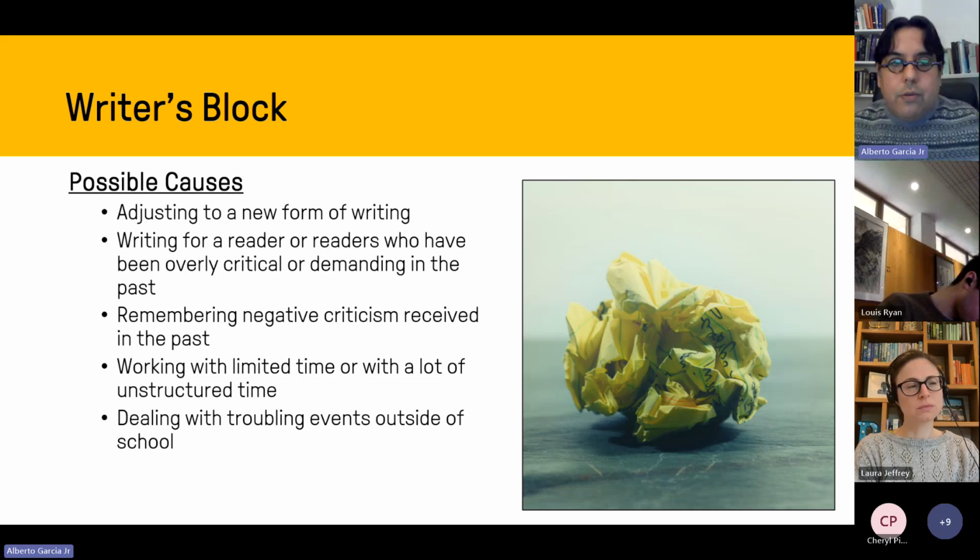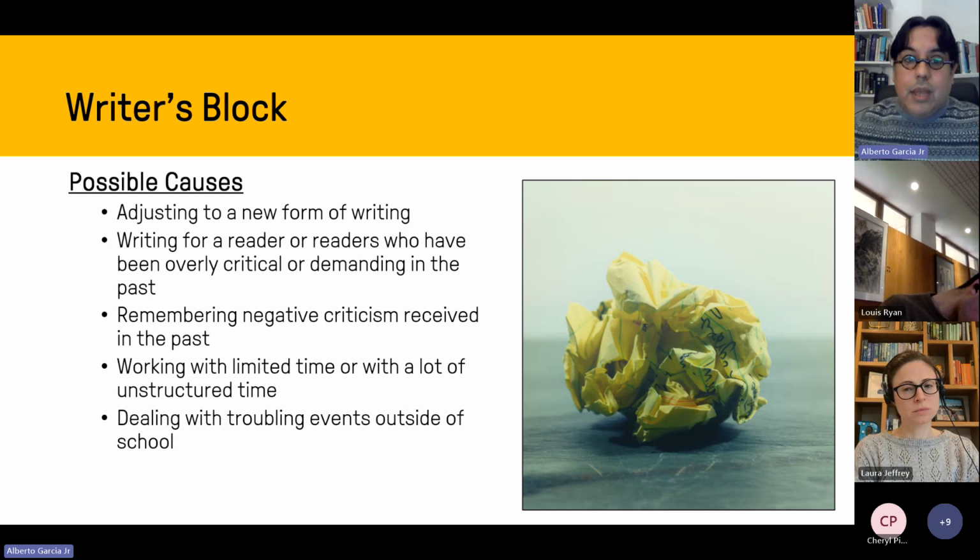Maybe you've been writing for a reader or readers who have been overly critical or demanding of you in the past, and now as you're writing for them again, that feedback has stuck in your mind. It's closely related, but you may be writing for a new reader while remembering negative criticism you received in the past from another reader, and that can still have a negative effect on your writing.